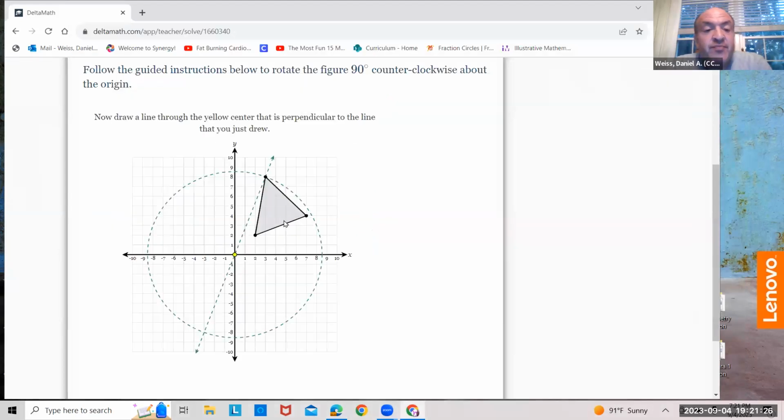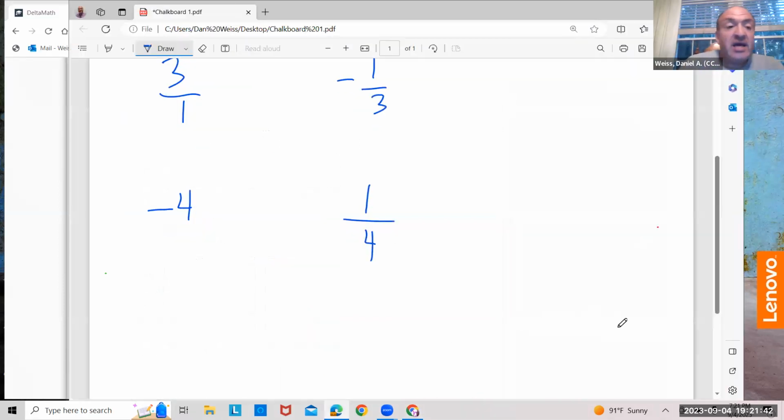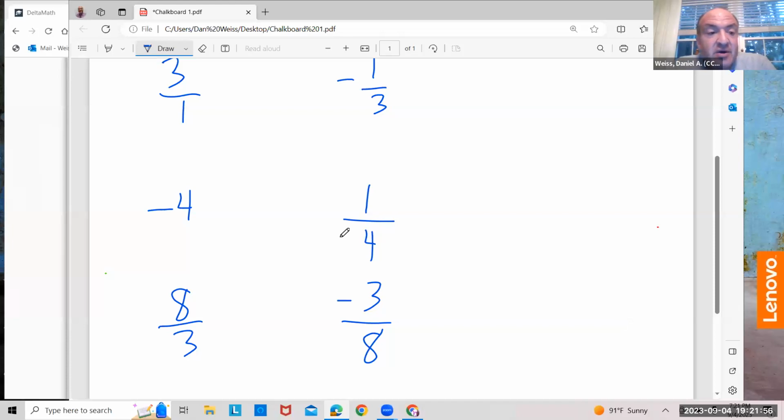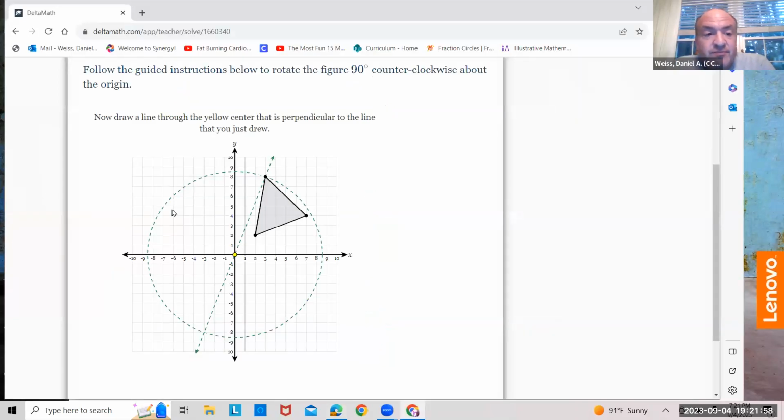Back to the problem, what is this slope? To get from this yellow center up to this point, how do we go? We go up 8 over 3. So if the slope is 8 over 3, what's the perpendicular slope? The perpendicular slope is going to be negative 3 over 8. So let's go to the problem.